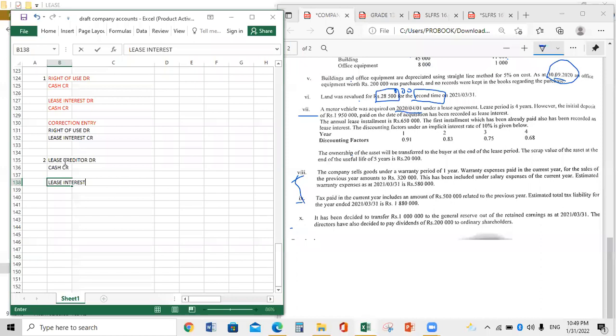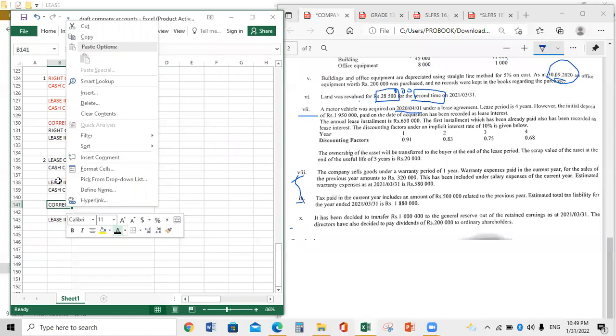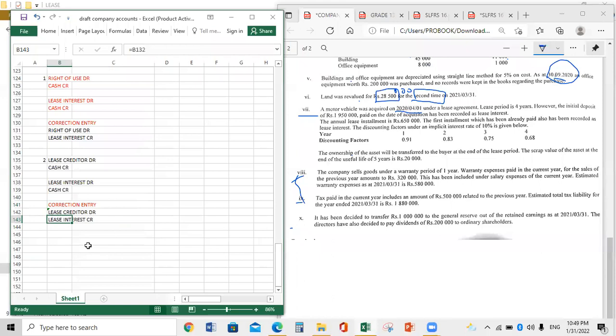Now let's do the correction entry like we did before. Cash is correct, cut it off. Lease interest was debited, which is wrong. To cancel it, you credit it. And then record the correct entry. The correct entry should be lease creditor debit. So the correction entry is lease creditor debit, lease interest account credit.